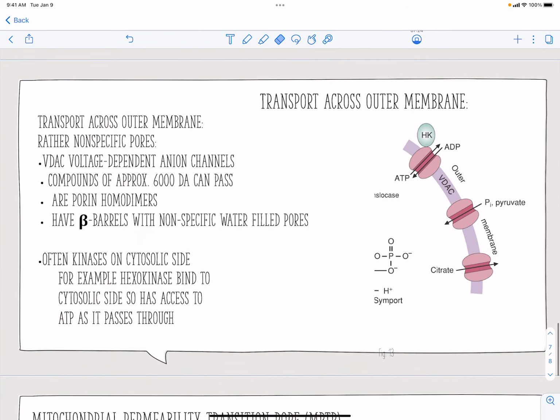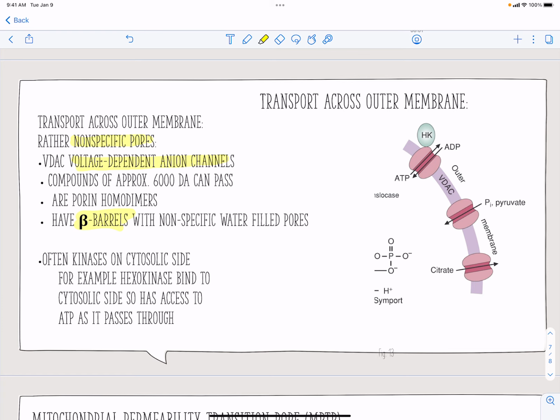Now, the outer membrane, again, is going to resemble more of a bacteria. And so in your outer membrane, you're going to have nonspecific pores. And so these nonspecific pores are going to form what's called a voltage-dependent anion channel, or VDAC. And so if you have a compound that's 6,000 Daltons or less, it can typically pass through these voltage-dependent anion channels. And these are going to be, again, those beta barrels, which are very common in bacteria that form these sort of pores in the outer membrane.